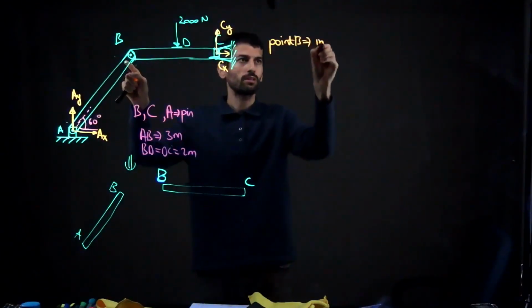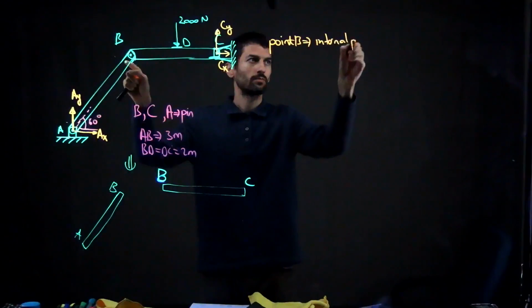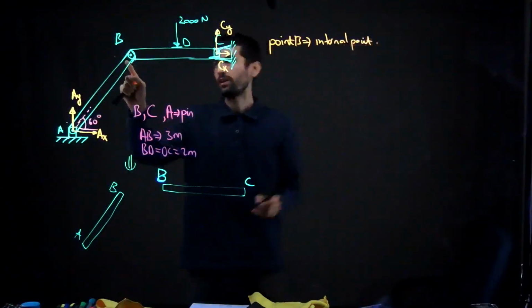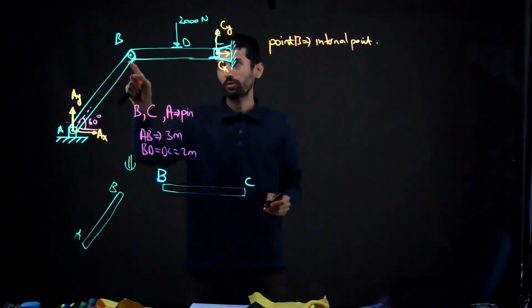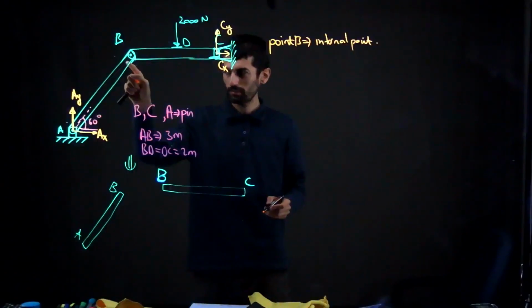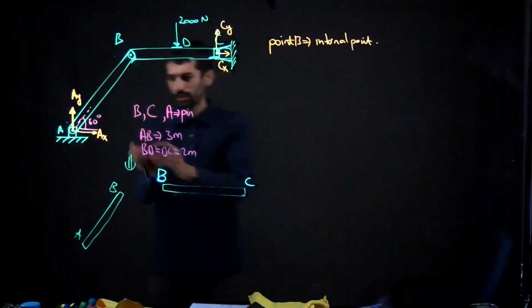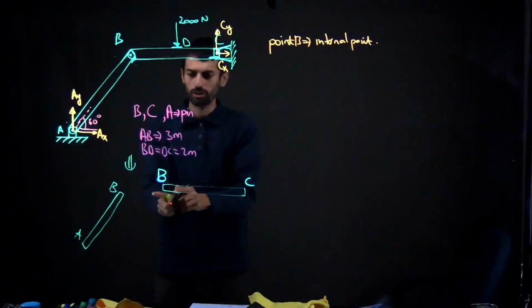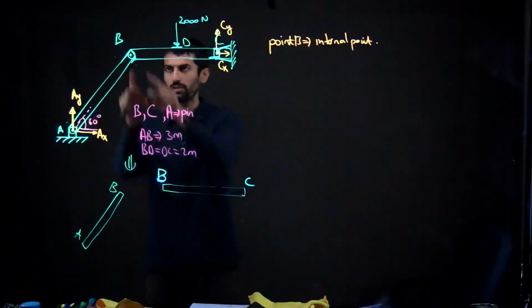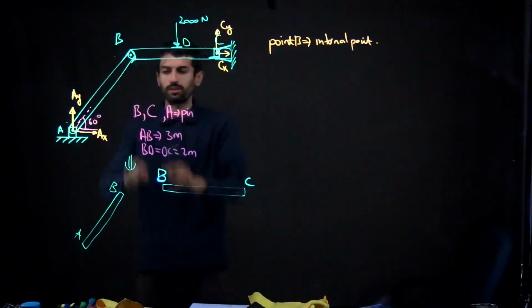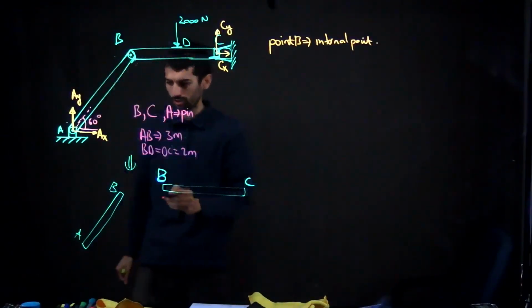And then B, you have to know that point B is an internal point. Here we cannot show any force on B. But if you section it, now we can show the forces on B. Here it is an internal point. It has equal and opposite forces.